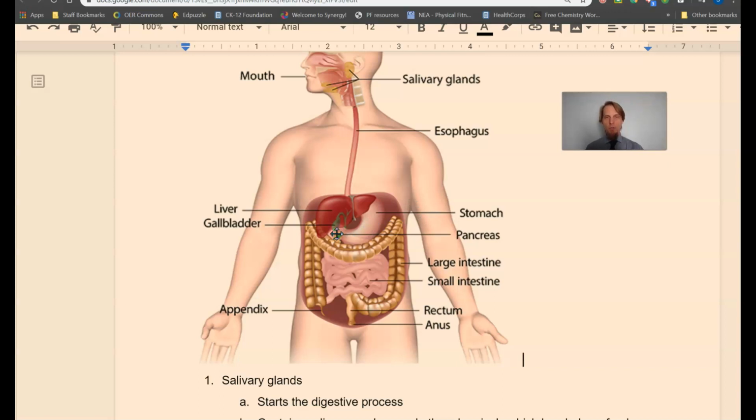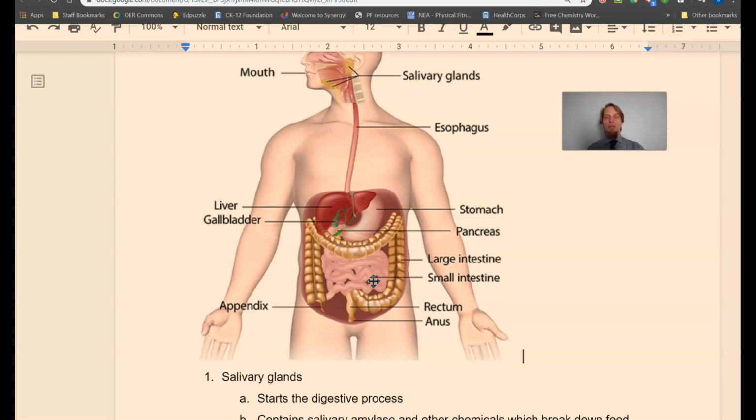From the stomach, you exit through the sphincter into the small intestine, and you have three portions of the small intestine: the duodenum, the ileum, and the jejunum. And then the small intestine unites with the large intestine down here by the appendix, and you have the ascending colon, transverse colon, descending colon, and then you come over here into the rectum and the anus.